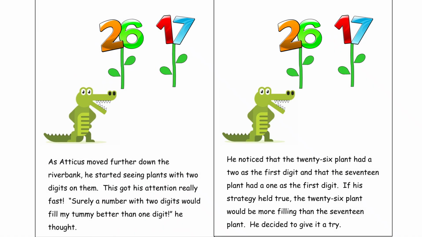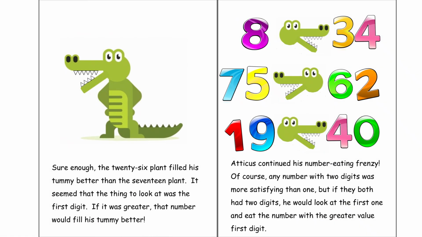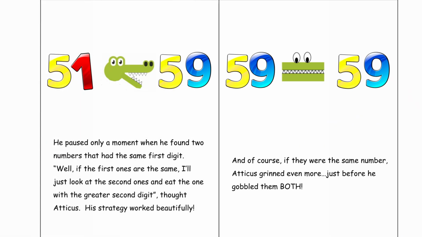He goes on to discover and experiment with 2-digit numbers and finds that the same principle applies. He learns to compare the ones digit if the tens digit is the same, and still gets greedy when they're both the same.